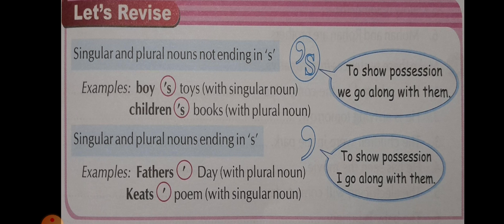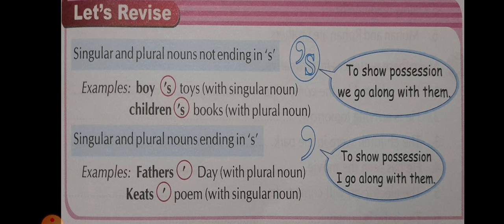So, let us revise. With singular and plural nouns not ending in S, we use apostrophe S to show possession. Examples: boy's toys. Boy is a singular noun. Children's books. Children is a plural noun, but there is no S in the last. That's why we have used apostrophe S.